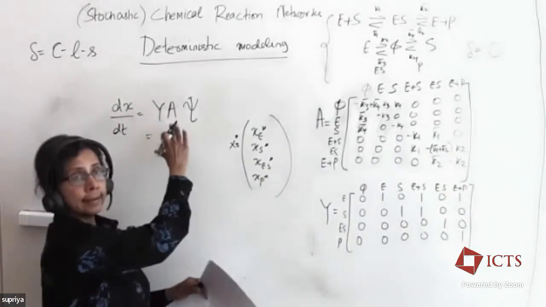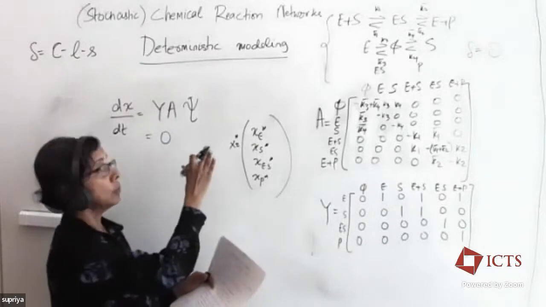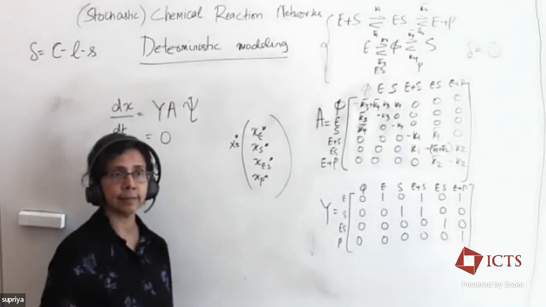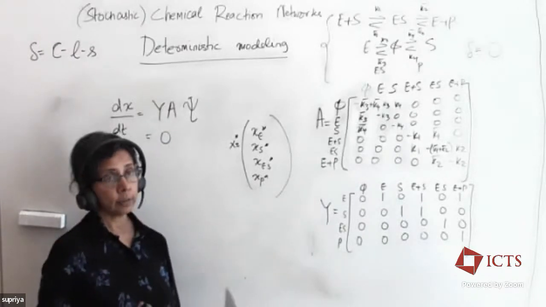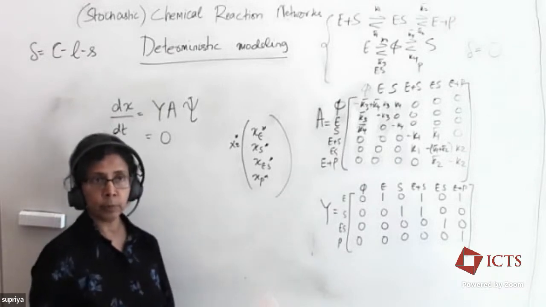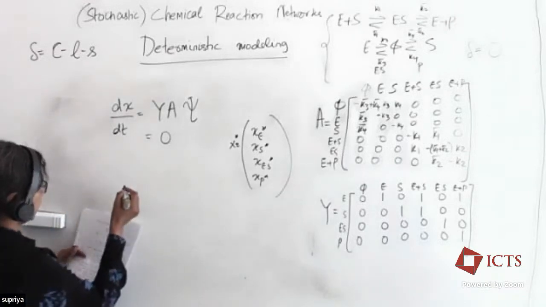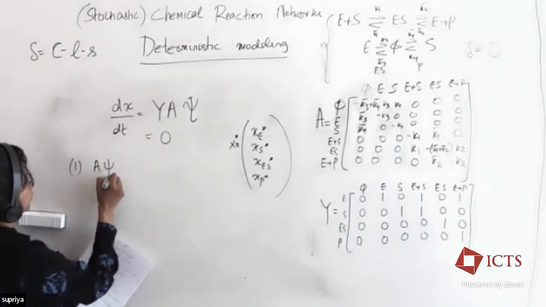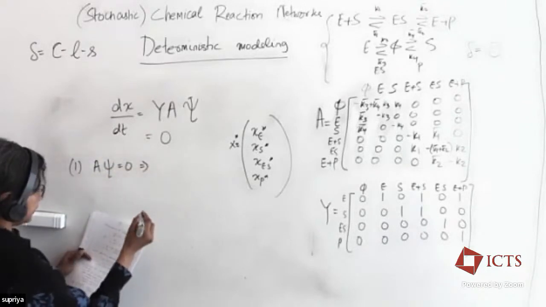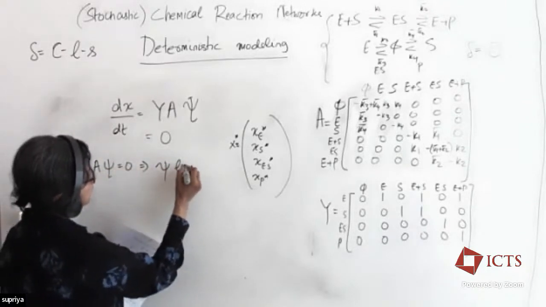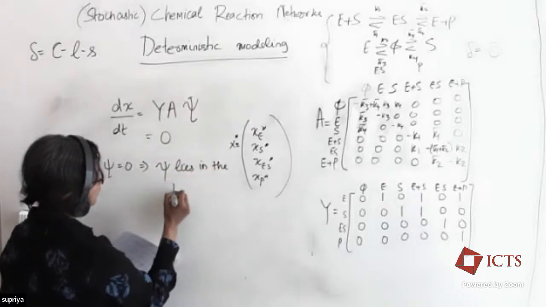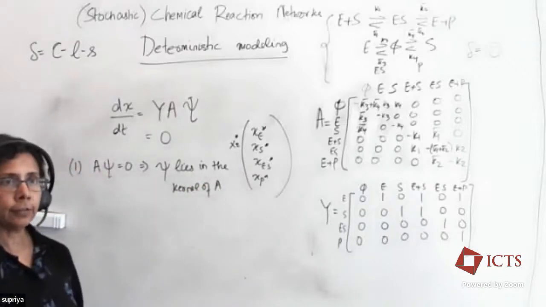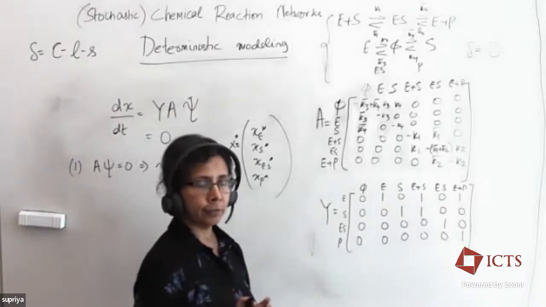So either psi lies in the null space of A, or psi does not lie in the null space of A. A passes it through nicely without annihilating it, but Y annihilates it. Those are the only two possibilities, because that's the only way I can ever get a fixed point. So two possibilities. A psi = 0 implies psi lies in the kernel of A. Kernel is just a general word for null space.